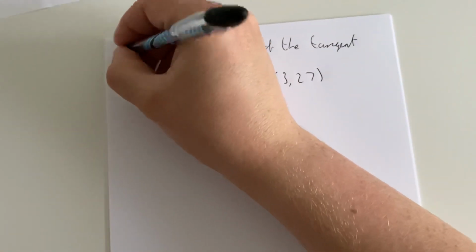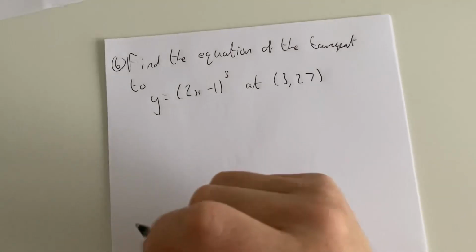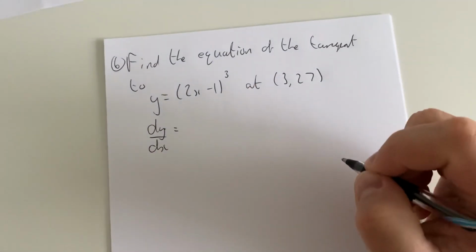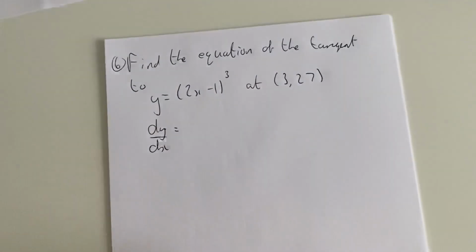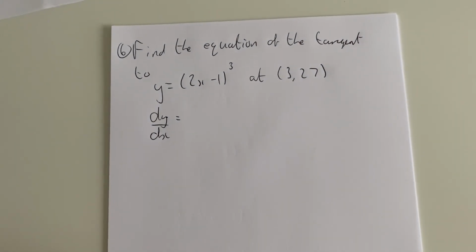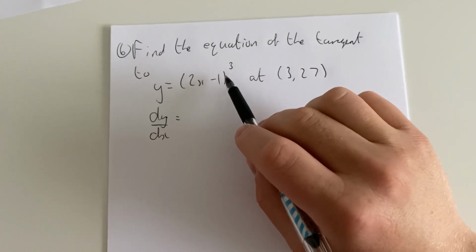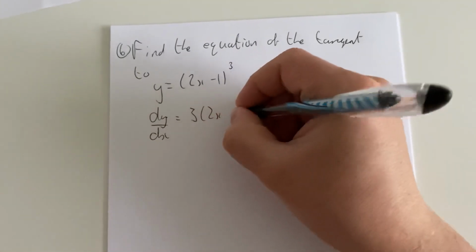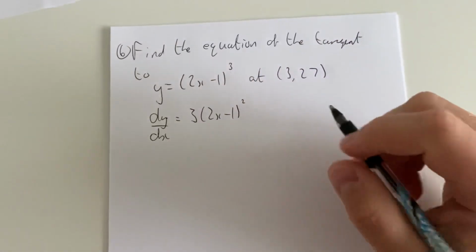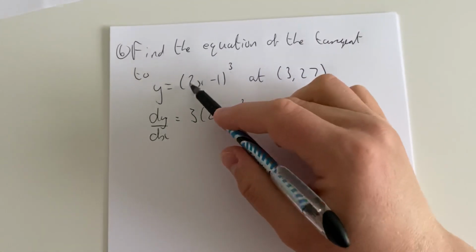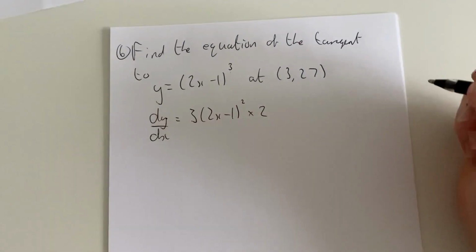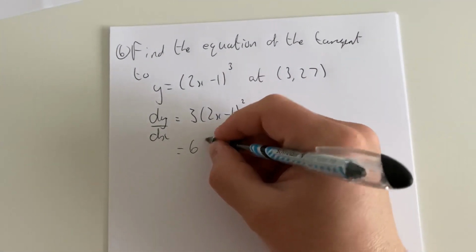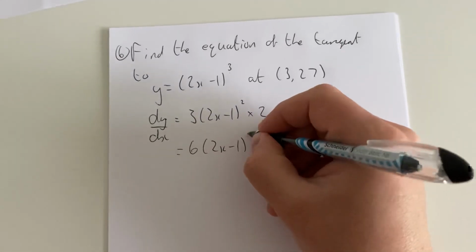That's question 6. So the first thing we're going to do, like you would do when you're working out any tangent, is differentiate it, because you need to do the differential to find out the gradient. So following the rules from before, multiply by the power, lower the power by 1, and then multiply by the differential of this, which is 2. So that gets you 6(2x minus 1) squared.